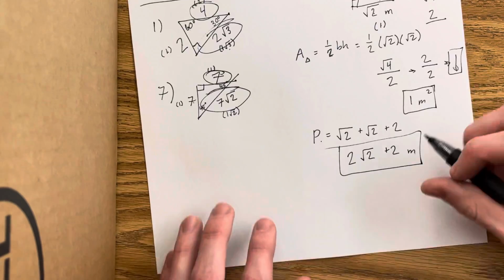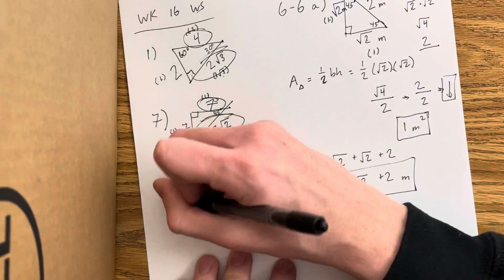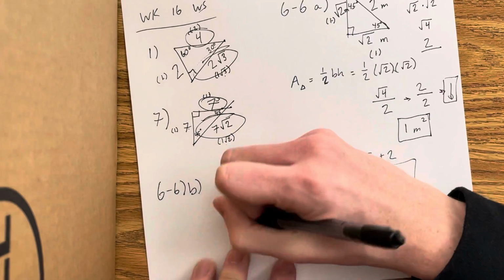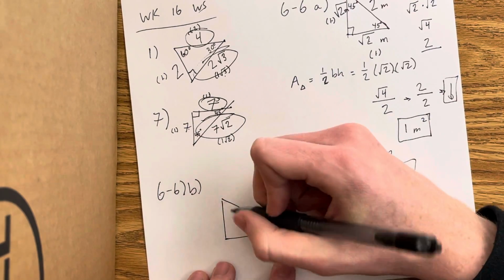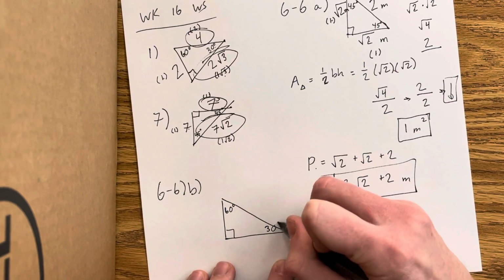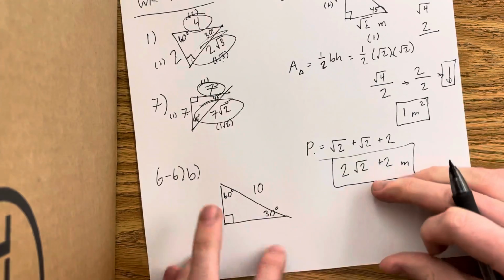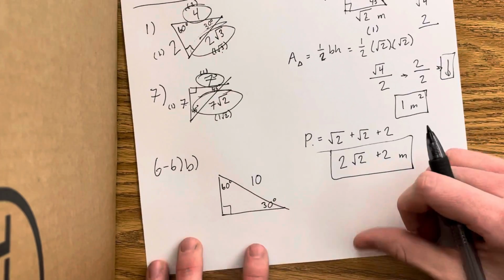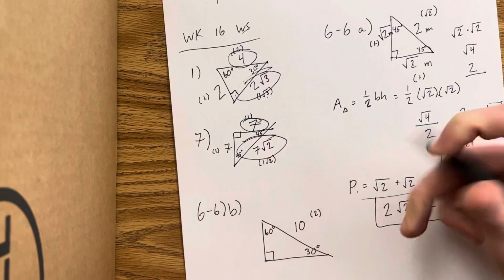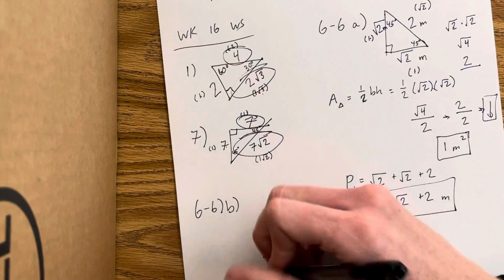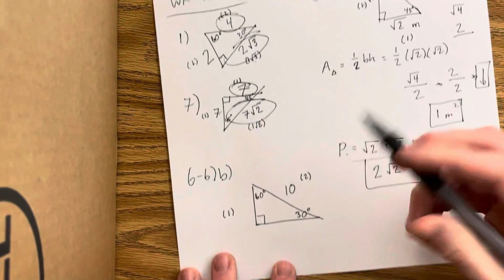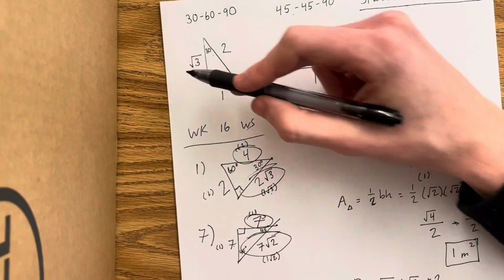Now let's do one more. I'm not going to solve the area and perimeter for you guys on this one, but this is 6.6b. So 6.6b says 60 degrees, which means that this one must be 30 degrees. And then it gives us 10. We have to find these other two sides. So if you remember, my hypotenuse should have a value of 2 for the reference. And then my short side across from the 30 should have a value of 1. And across from the 60 should have a value of root 3.